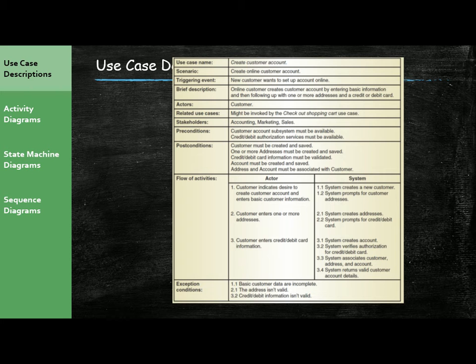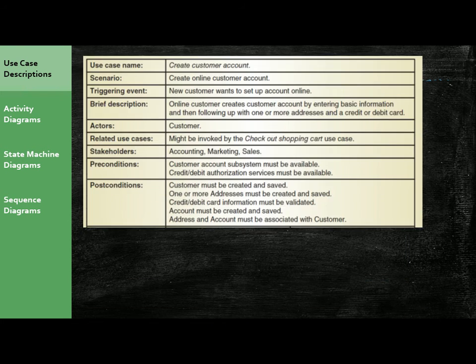It's a little bit too small for me to show you in one document, so we'll break it up into two parts. I'll show you the top part first. We have our use case description. In this case, it's create customer account. Create online customer account is the scenario. The triggering event. So what triggers this? Well, the customer wants to set up an account.